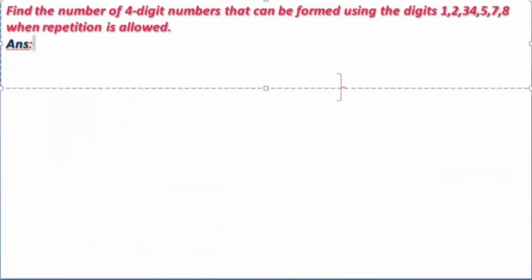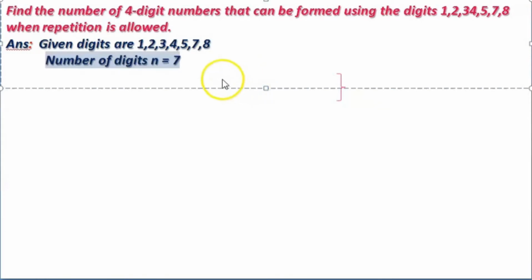Find the number of 4-digit numbers that can be formed using the digits 1, 2, 3, 4, 5, 7, 8 when repetition is allowed. So what's given? Look into the problem. Given things are digits. What are the digits that are given? The digits given are 1, 2, 3, 4, 5, 7, 8. How many digits are given? So the number of digits is n equal to 7: 1, 2, 3, 4, 5, 6, 7. 7 digits are given. So n is equal to 7.